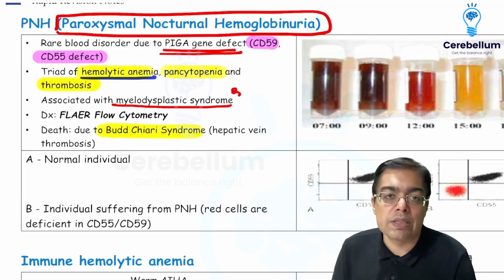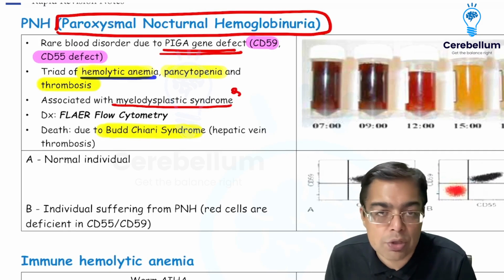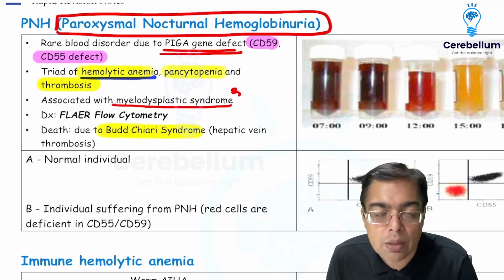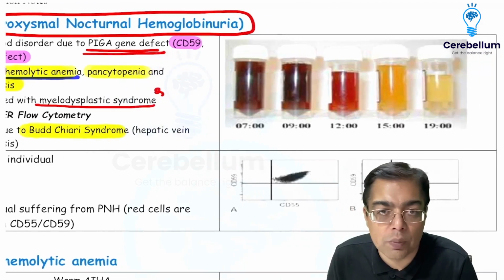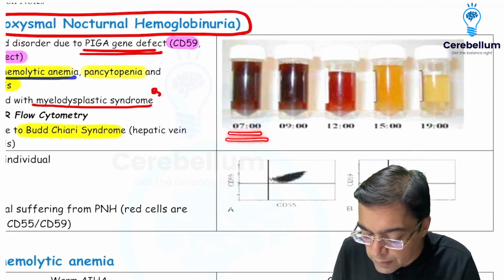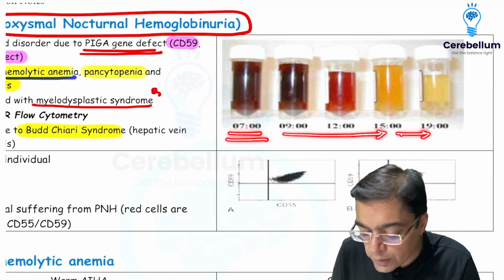PNH, the average age of presentation of the patient, it is usually not going to be seen in childhood. It is going to be seen in adults. The question will make a mention of the fact that the patient, when he is sleeping at night, has no issues. But when he gets up in the morning, he has a passage of dark colored urine. So the urine sample of the patient is very dark when it is the first urine sample. As time passes by, as he passes more urine, the urine appears lighter.